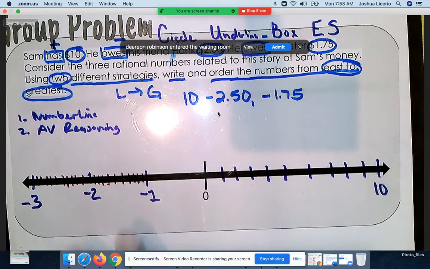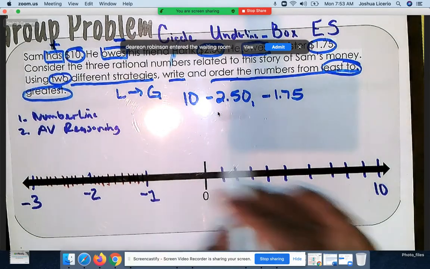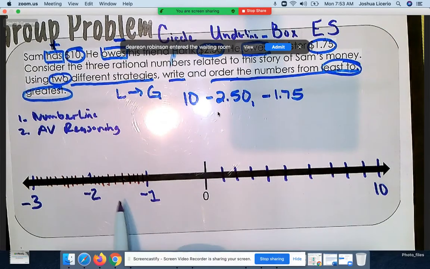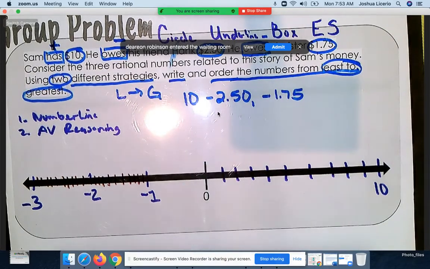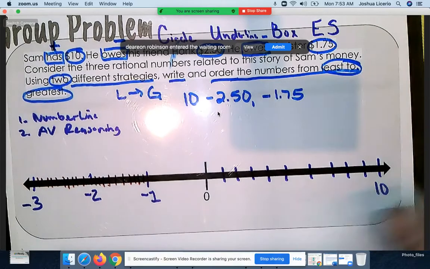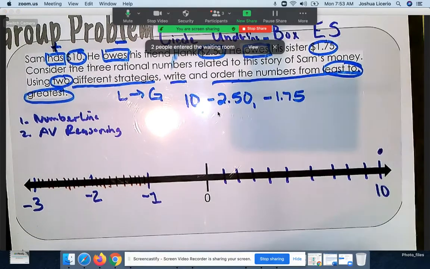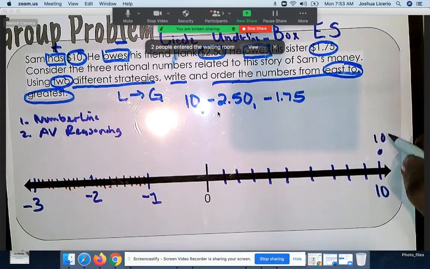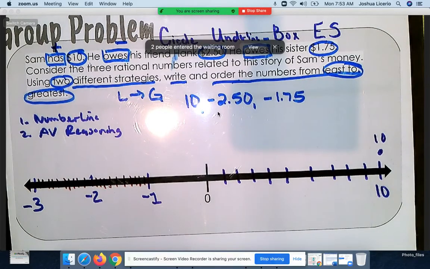Notice how these are broken down into 10 equal parts for each of my wholes because I'm plotting decimals. Remember, when we're plotting decimals, just break up your wholes into 10 equal parts and it makes your life much easier. So for $10, I already can see that it's going to be here. Here's my $10 on the right side of my number line because it's positive.